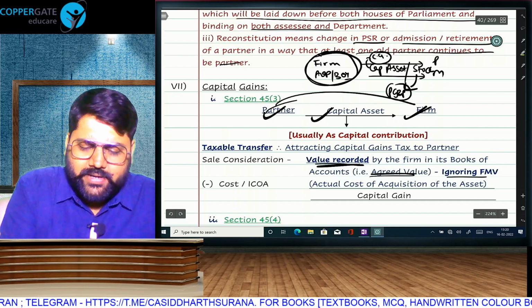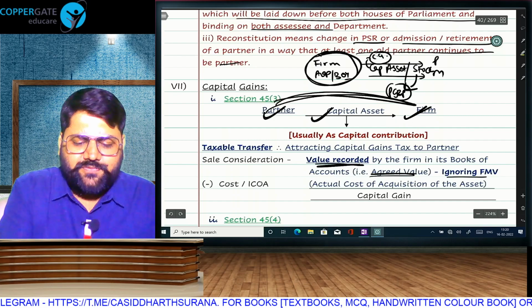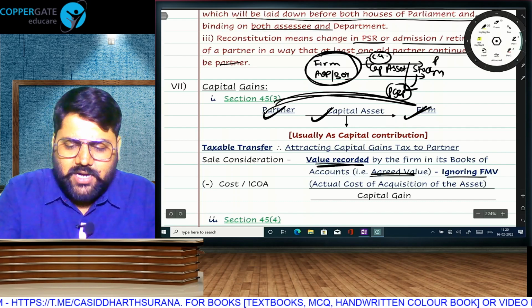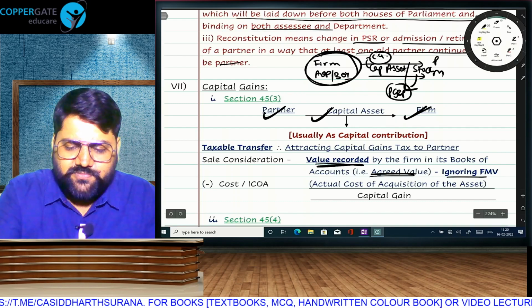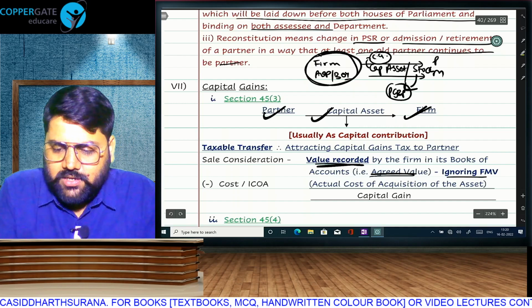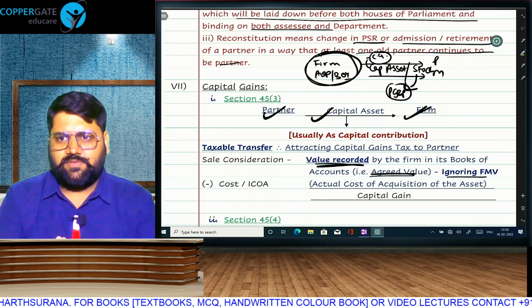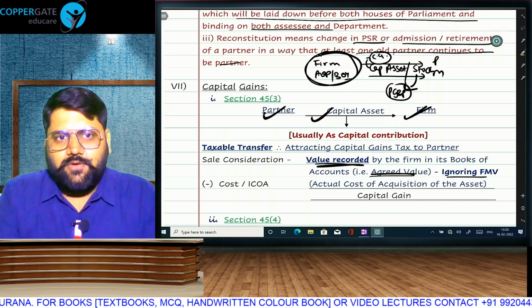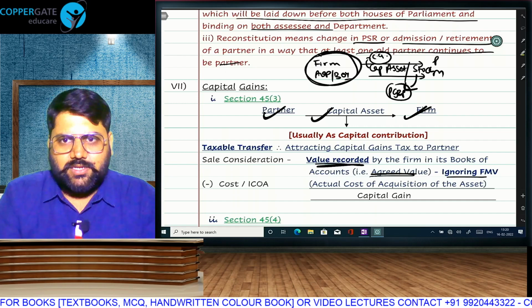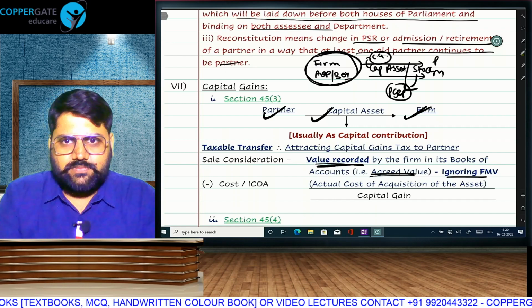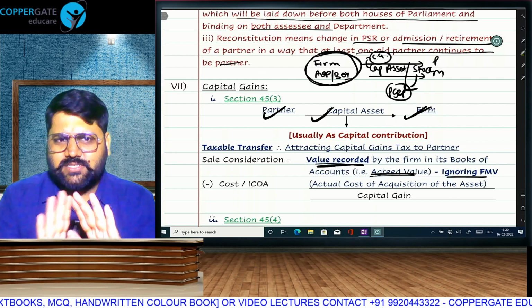Partner to firm, 45(3), absolutely no change. Transfer of any asset by partner to firm, 45(3), absolutely no change. So the value recorded in the books of accounts, that is the agreed value, will be taken as the sale consideration. As it is, no change.